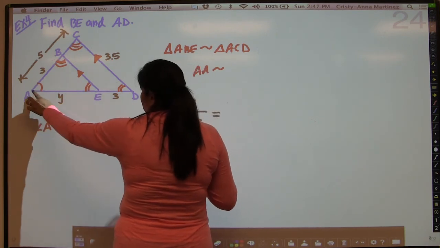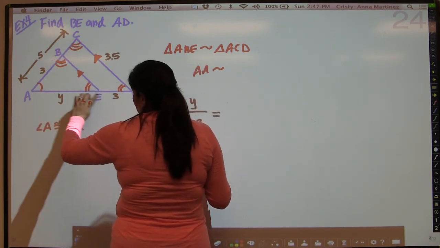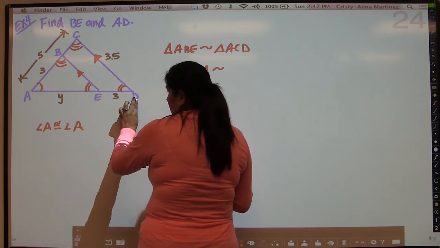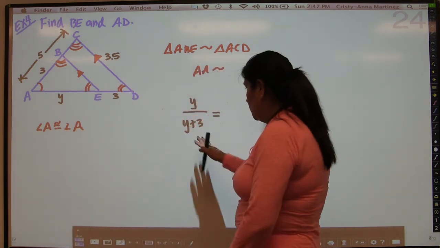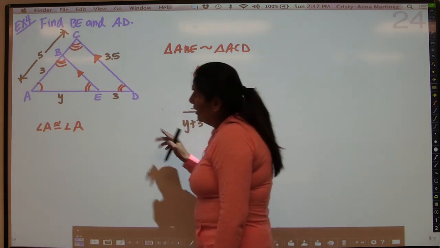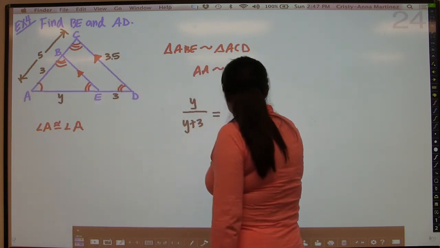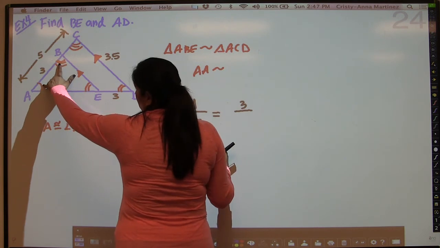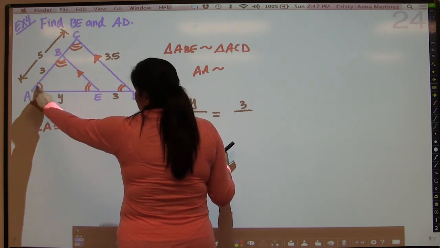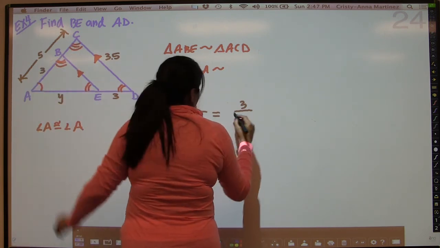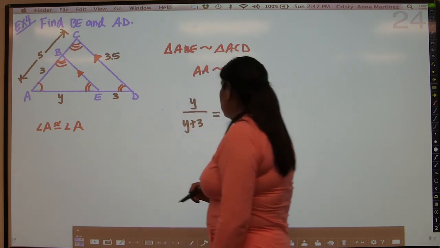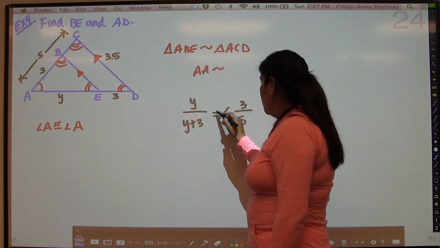Okay, so if this portion is y, then the entire side must be y plus 3. Okay, which is what that says there. And then we go to the other side and we have 3, which is the smaller portion here, compared to the entire length, which is 5. So we get this proportion here. And then we can solve it.